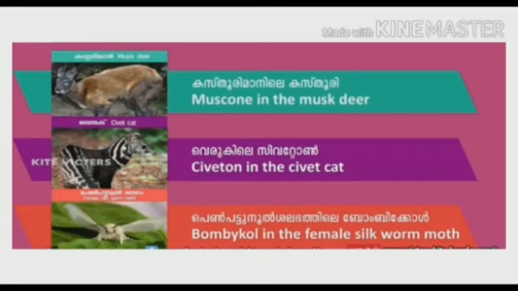The musk deer secretes the pheromone called muskone. Civetone is secreted by the civet cat. Bombicol is secreted by the female silkworm. These are the examples of pheromones.